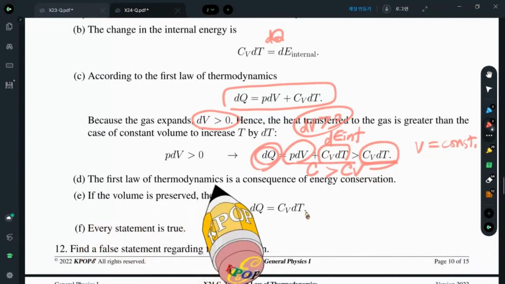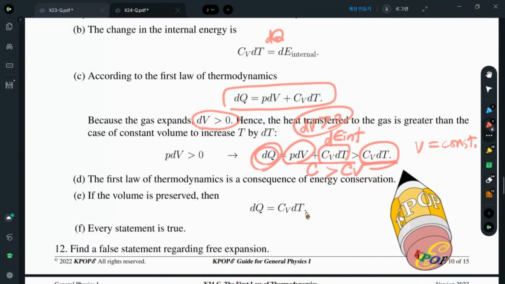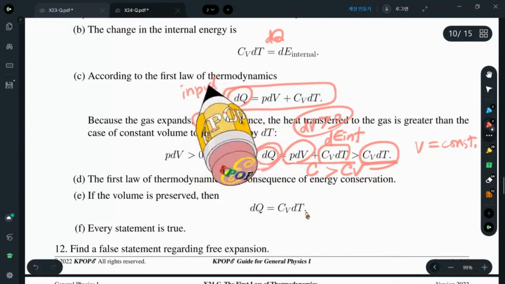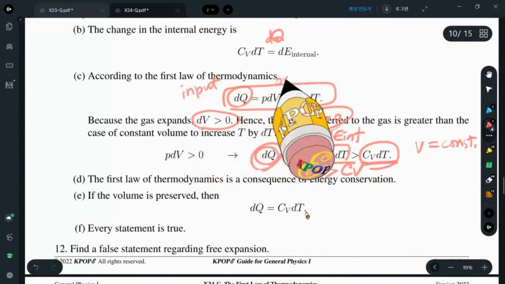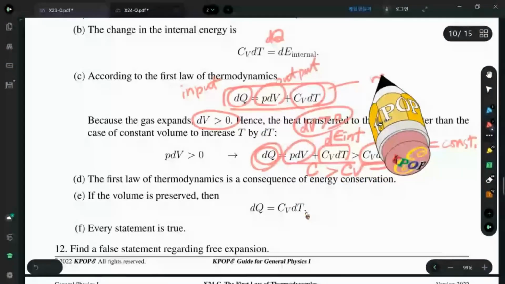The first law of thermodynamics is a consequence of energy conservation. This is energy conservation: input, output, and remainder.